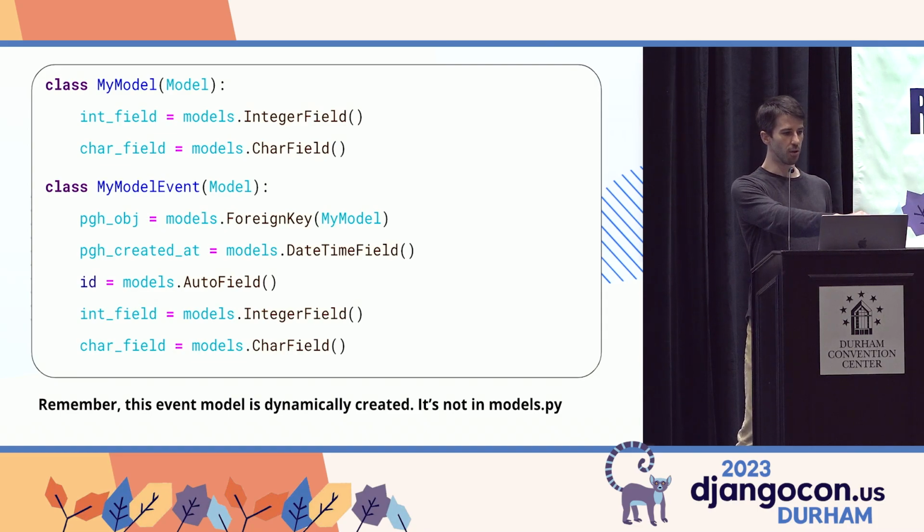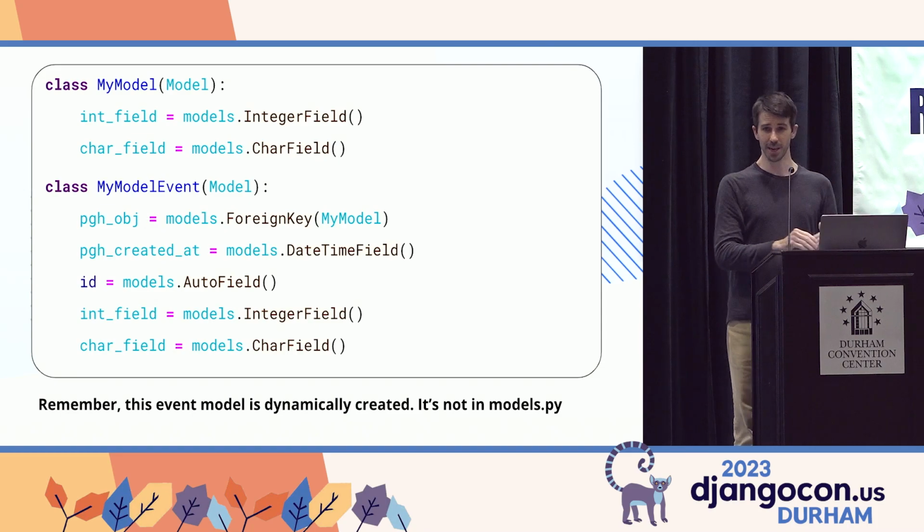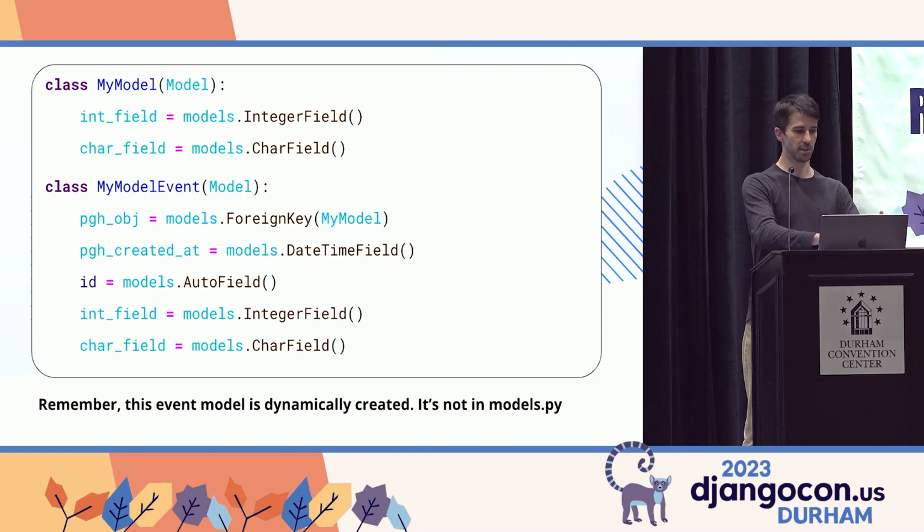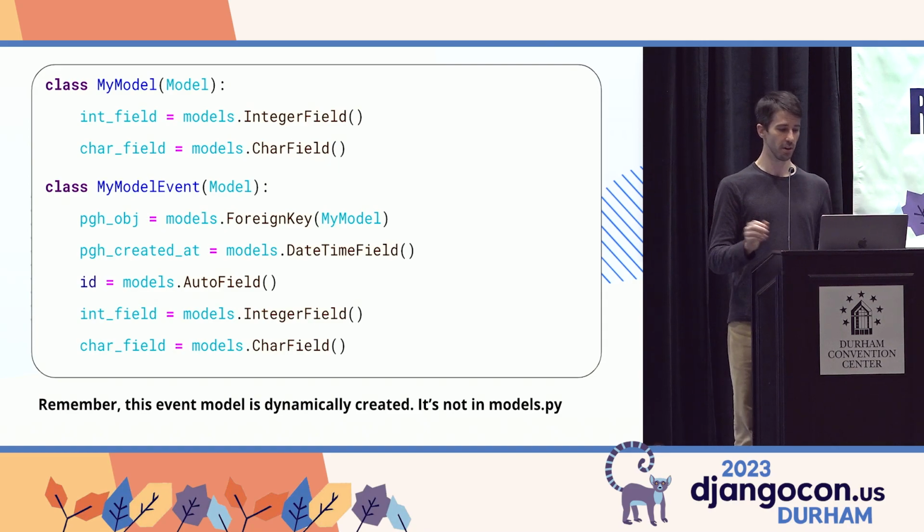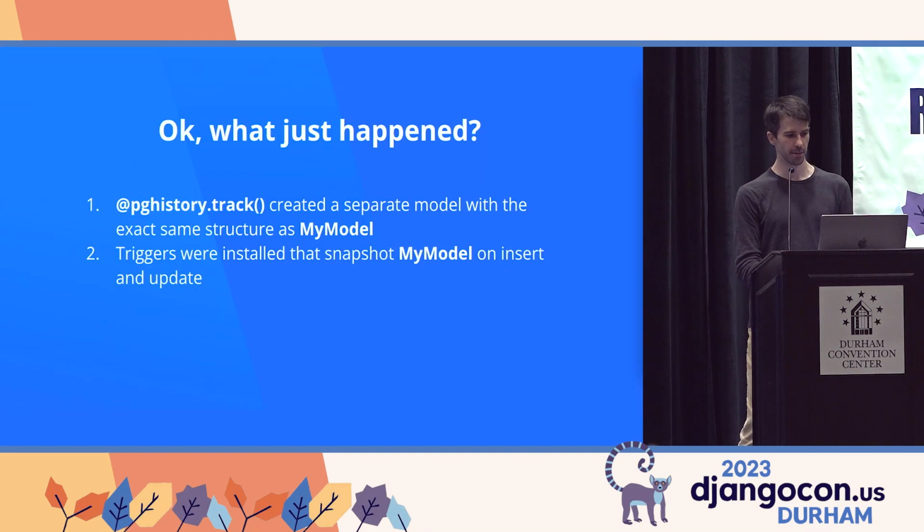If you go update my model, if you go add a new field, if you change the char field to have a different max length, all that stuff is reflected in your event model. They are both migrated whenever you change that original model. So all this stuff can be overridden and configured. I'm just kind of talking about the default behavior here of PG History.